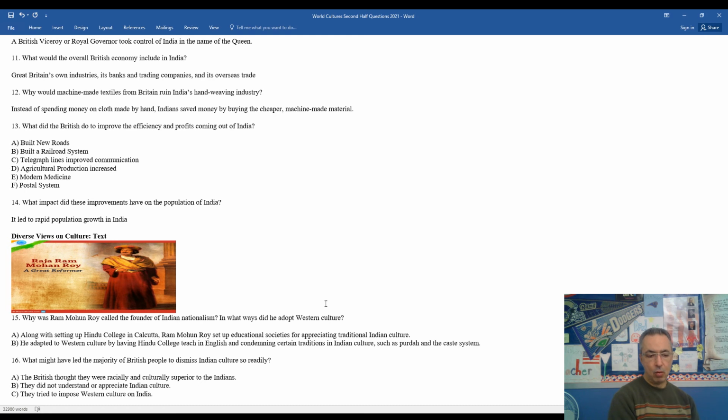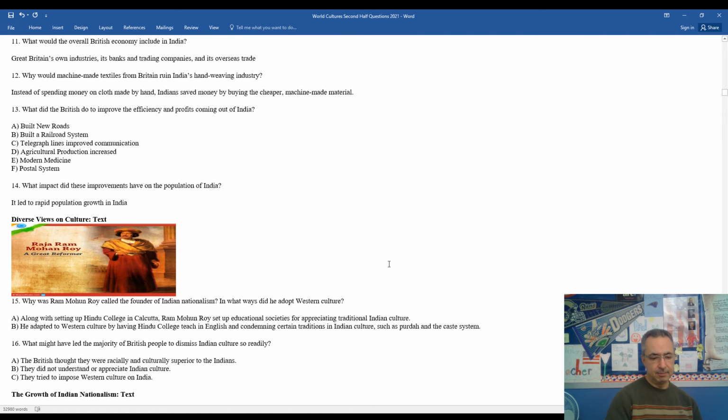16. What might have led the majority of British people to dismiss Indian culture so quickly? The British thought they were racially and culturally superior to Indians. It's the ethnocentrism that we mentioned before. They did not understand, care, or appreciate Indian culture. Very often, a group of people who are dismissive just toss aside the natives' beliefs. They tried to impose Western culture in India.